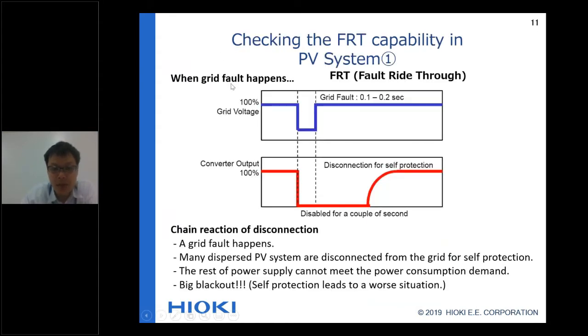Okay. So when a grid fault happens, this is the grid voltage. It is an interruption. If you don't do anything, in that case the power does not come back rapidly. So in that case, this part of the system discontinues from the grid for self-protection.